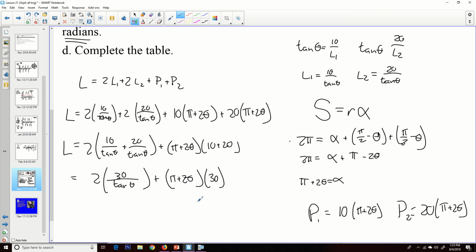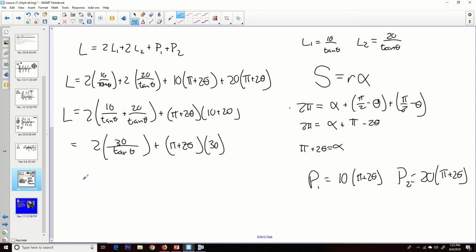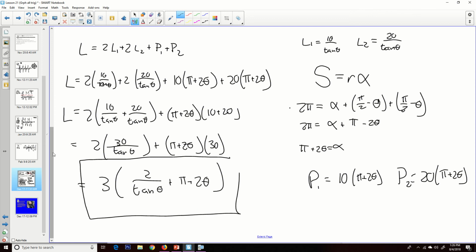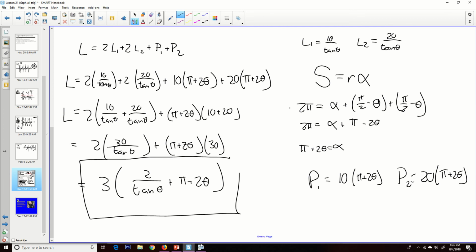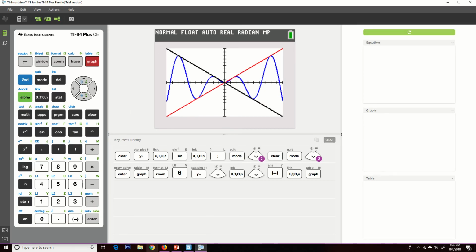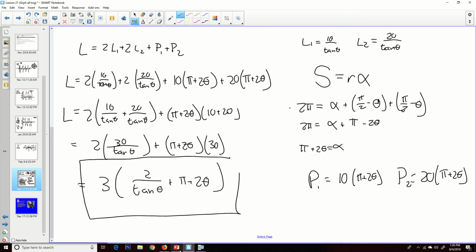Let's see, do I want to make any other changes there? I suppose I could simplify and factor out a 30 and move the 2 over there. So I could say it's 30 times 2 over tangent theta plus pi plus 2 theta. That's good enough. We'll leave it as that. There's my value. It wants us to complete a table. Well, all we need to do is plug that into a graphing calculator and fill in the blanks. So I'm sure you guys can do that. We've already done the hard part.